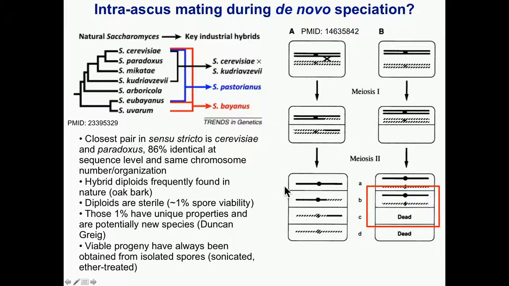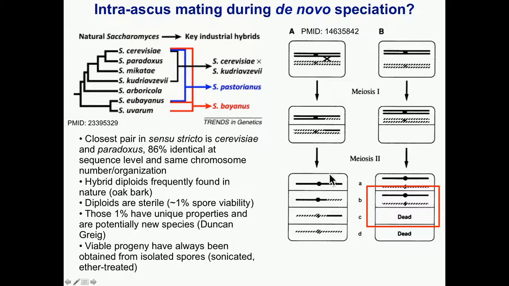And so the final scenario I want to talk to you about, in which I think this inter-ascus mating is extremely important, is in de novo speciation. The strains of the species of the Sensu stricto collection are able to form viable diploids that can sporulate, but the vast majority of the spores are dead because those sequence differences prevent, as Neil just mentioned, proper chromosome segregation during meiosis 1.